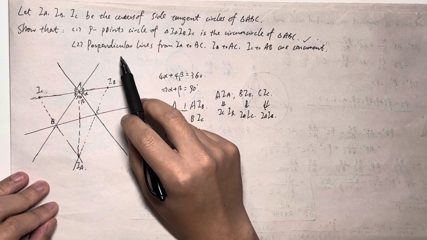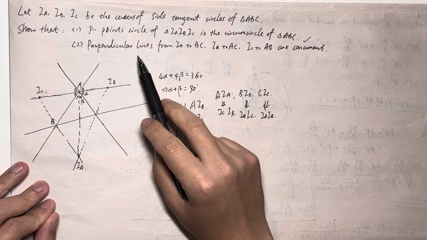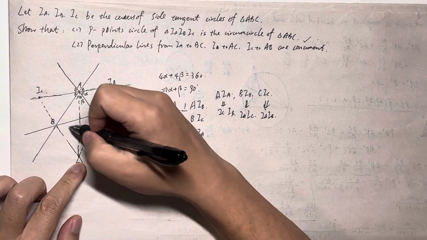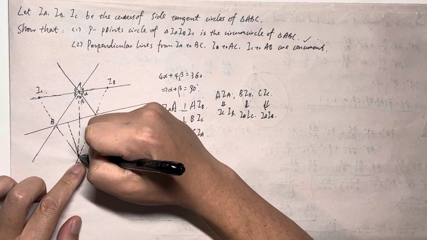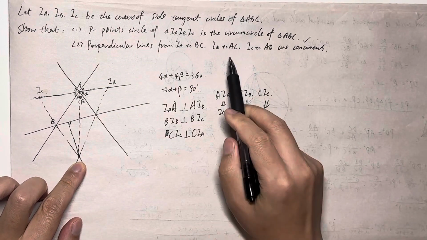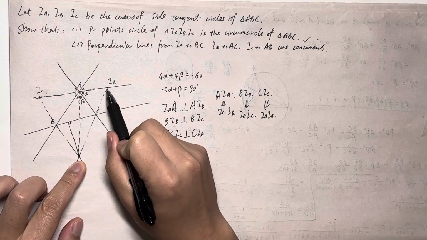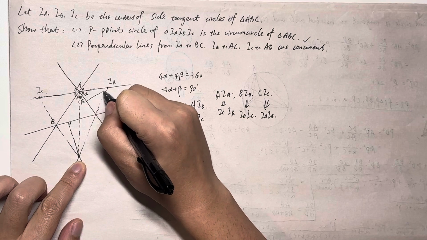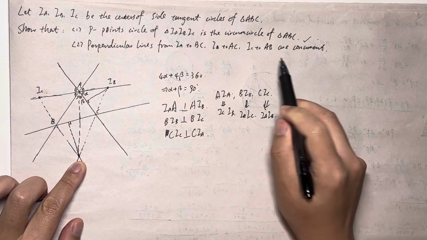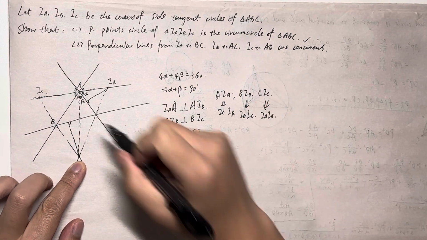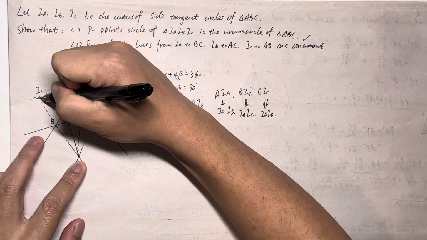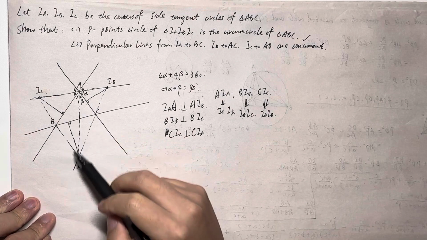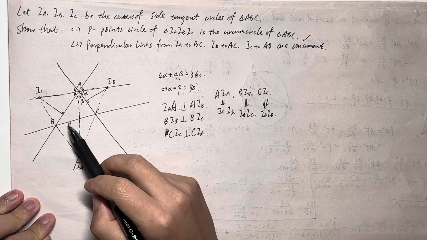And the second one, perpendicular lines from IA to BC. IA to BC, so this is perpendicular. IB to AC, so this is perpendicular. And IC to AB, this is perpendicular. So we want to prove these three lines are concurrent.